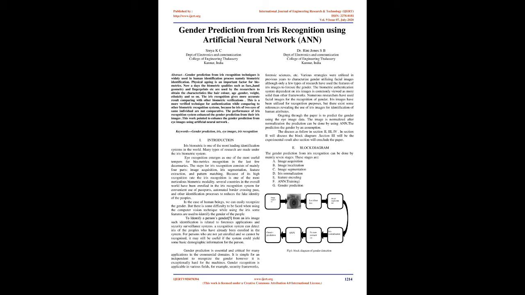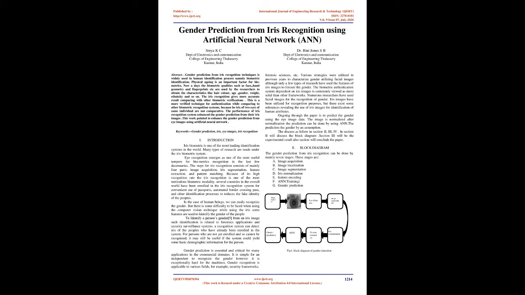In the case of human beings, we can easily recognize gender, but there are some difficulties faced when using computer vision techniques. While using the iris, some features are used to identify the gender of people. Identifying a person's gender from an iris image is related to forensics applications and security surveillance systems. A recognition system can detect the iris of people who have already been enrolled in the system. For persons who are not yet enrolled and so cannot be recognized, it may still be useful if the system could yield some basic demographic information for the person.